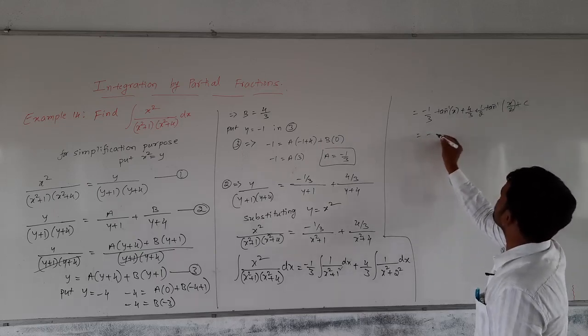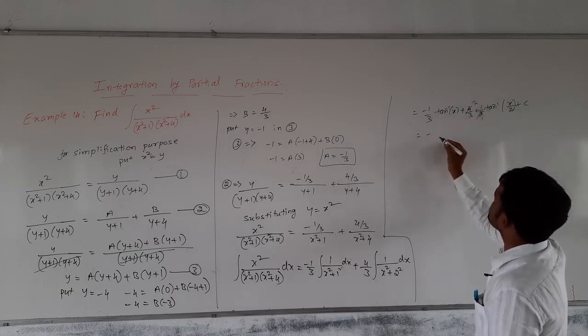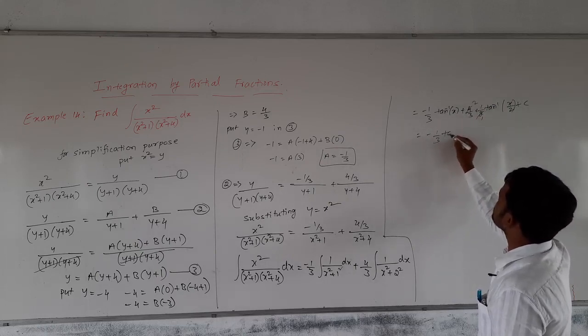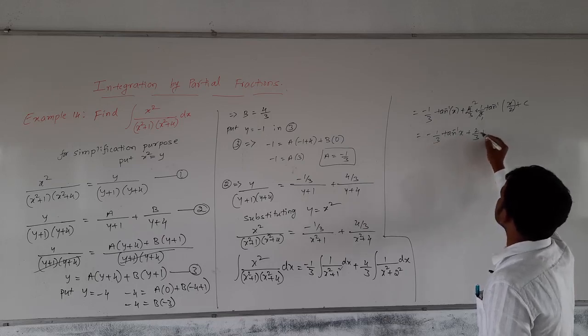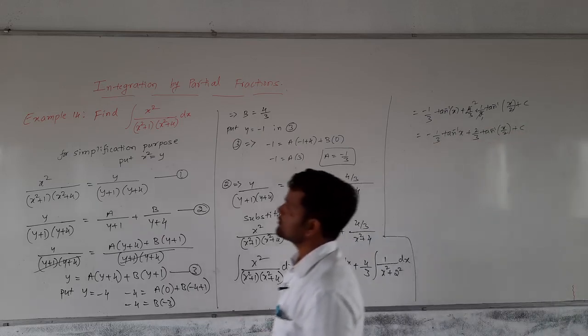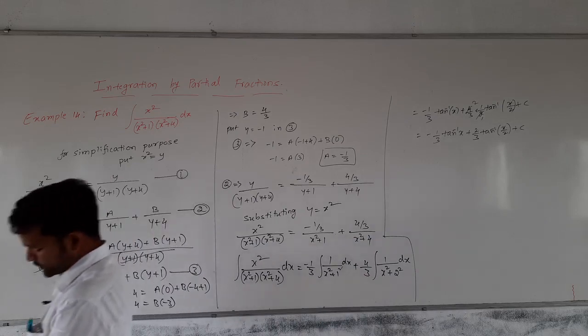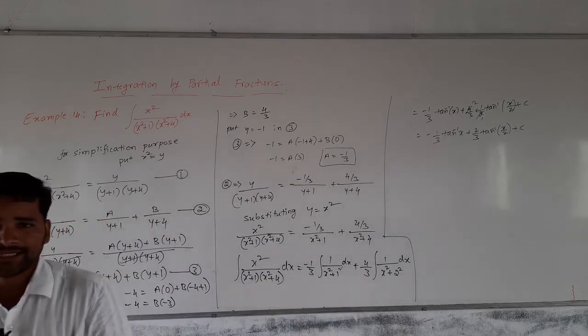Okay, I will write one more step here. 2 ones are 2, 2 twos are 4. This is minus 1 by 3 into tan inverse of x plus 2 by 3 into tan inverse of x by 2 plus c, which is the integral of the given example, that is x square by x square plus 1 into x square plus 4. Thank you. We will continue the remaining in the next class.